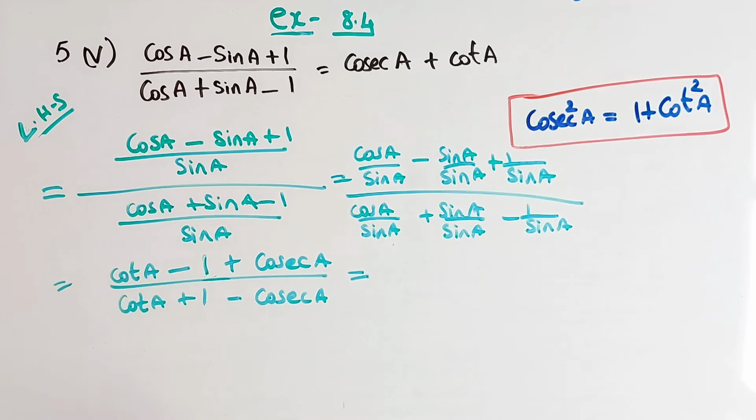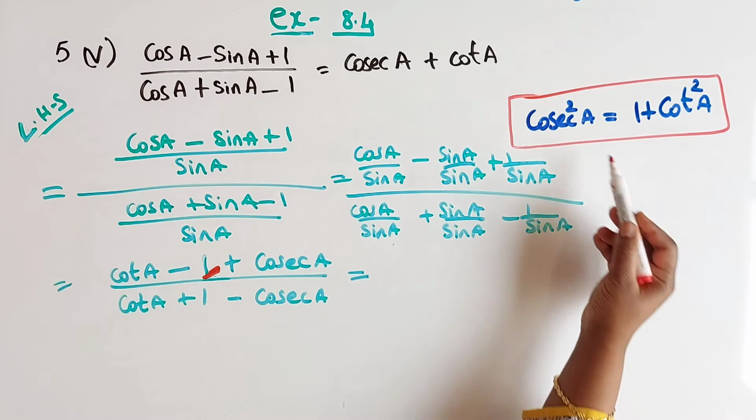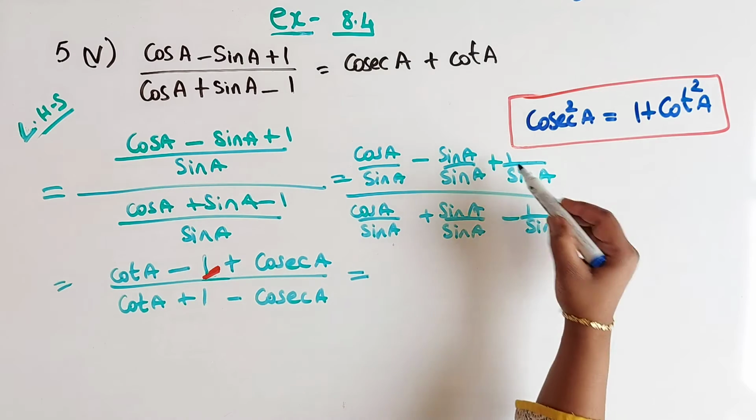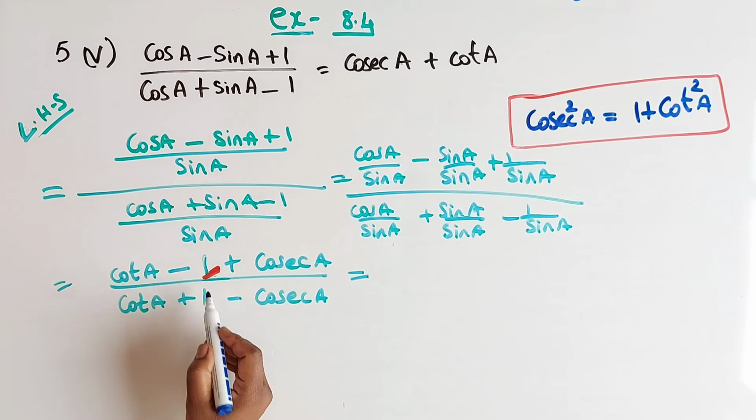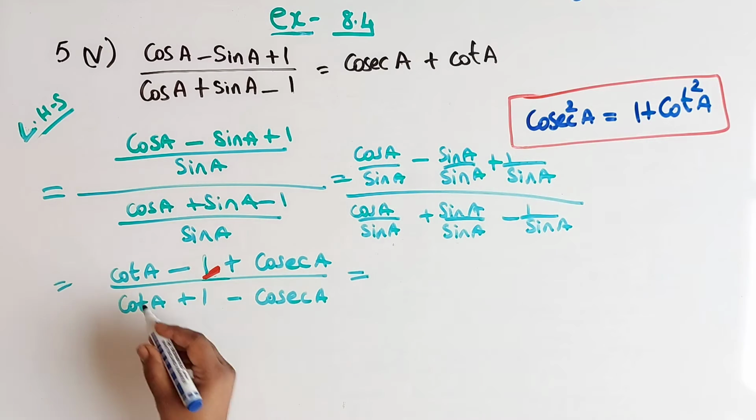Now see, children. Here in numerator we have 1. In place of this 1, can I write cosecant square A minus cot square A? Because cosecant square A equal to 1 plus cot square A. So 1 equal to cosecant square A minus cot square A, right? So in place of 1, I am writing cosecant square A minus cot square A.